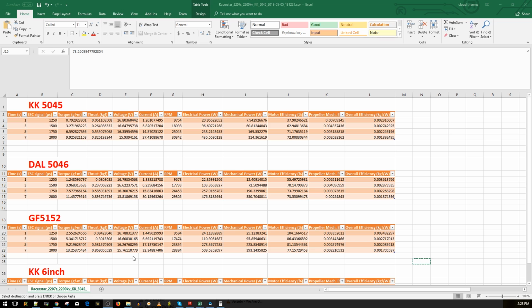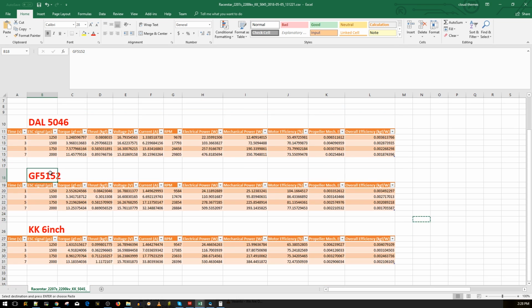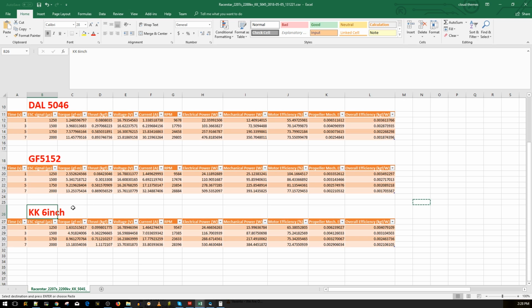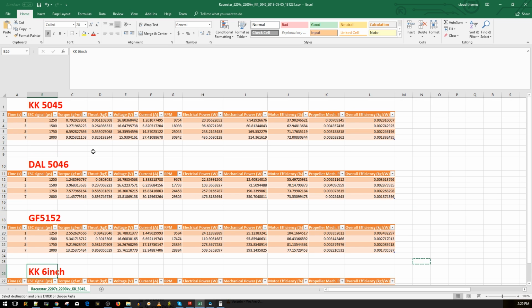All right, guys. So the results are in here, and this is for the Racerstar 2207S 2200 kV. Now, as you can tell here, this is each prop. This is the King Kong 5045 tri-blades. I use this because a lot of beginners use it, and I even still use it to this day to make sure the quad is working, so I don't waste any of my Dow 5046 tri-blades. I've also used the Dow 5046, the Jim Fan 5152, and the King Kong 6-inch, just for the fun of it. So let's start with the King Kong 5045 tri-blades.